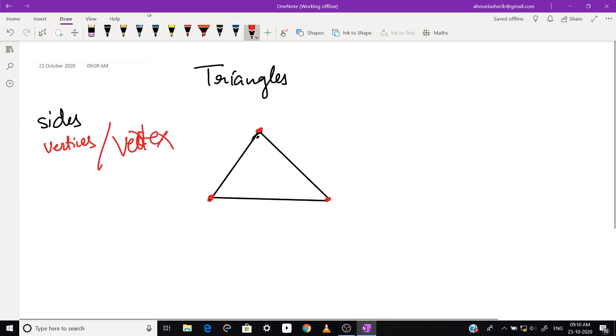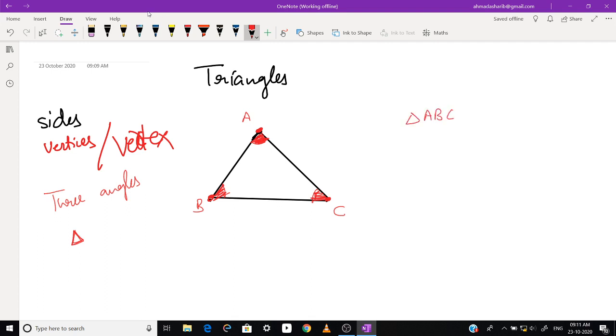Then angles, we have studied about angles in the previous exercise. This is the first angle, this is the second angle, and this is the third angle. So a triangle has three angles. And this is the symbol that we use to denote a triangle. Suppose the name of this point is A, this point is B, and this is point C. So we call it triangle ABC. Also we can write it as BAC, or ACB, ABC or ACB or BCA, whatever you want to write.